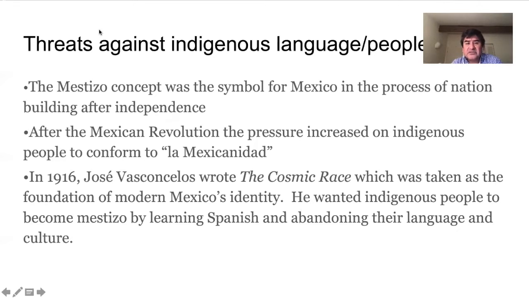This idea of the cosmic race, that pretty much the idea was, okay, so what is Mexico, what makes Mexicans, if you will? So he felt that it is something unique to Mexico, that given the hundreds of years that Spaniards and indigenous people have lived together, the mixing of the two races has created a totally new race, what he calls the cosmic race, the mestizaje, right?